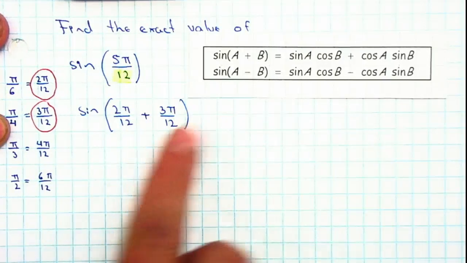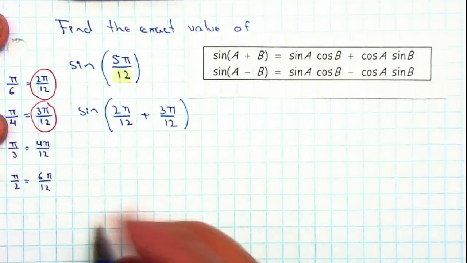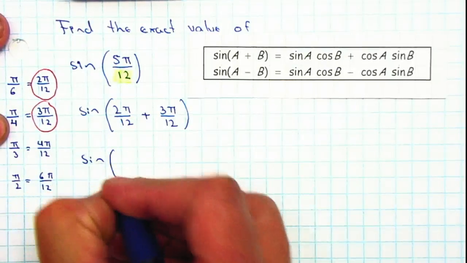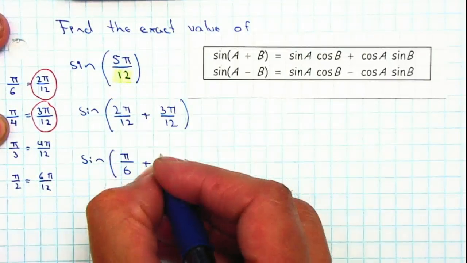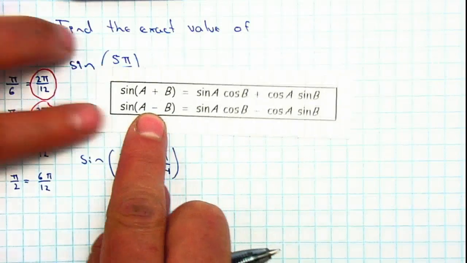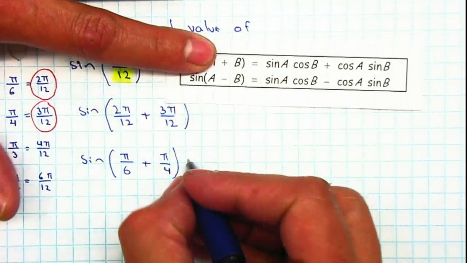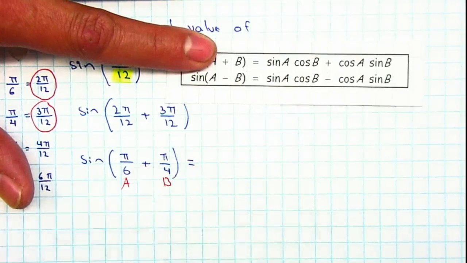And now before I use the formula, I'm going to go ahead and simplify it. I'm going to reduce them back to the original sine, which will be pi over 6 plus pi over 4. And now I'm going to use my formula, the one with the positive. Pi over 6 will be the value of A, and B will be pi over 4.